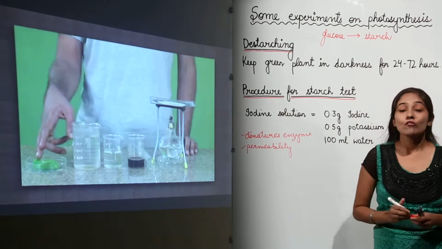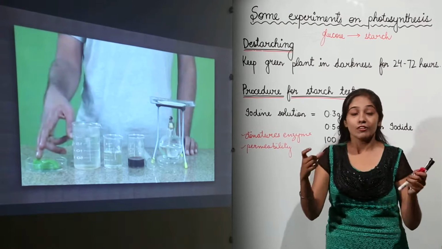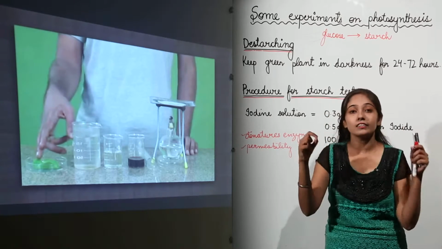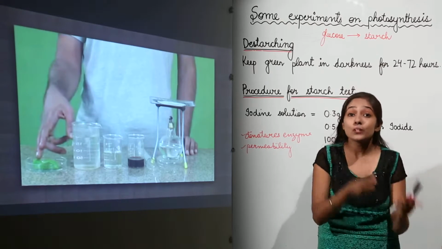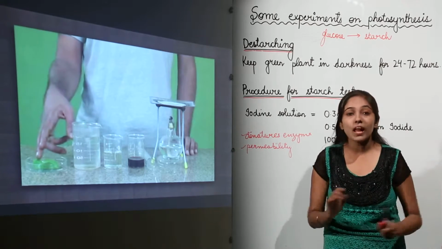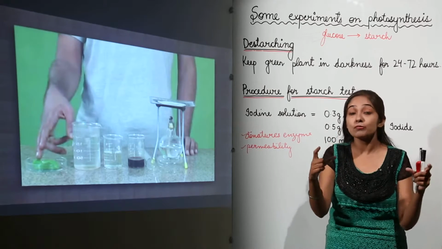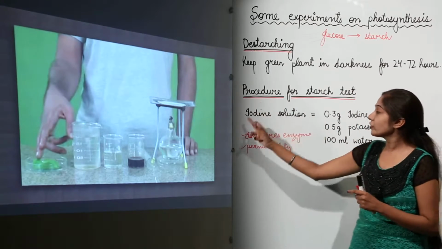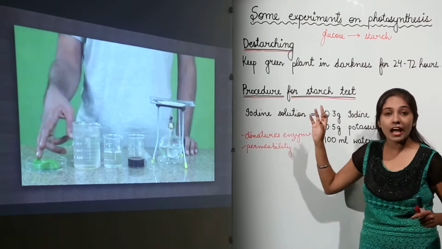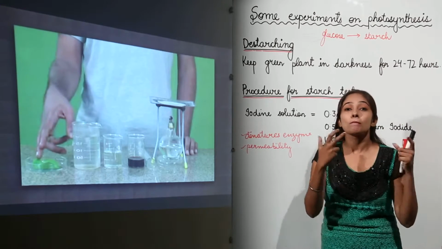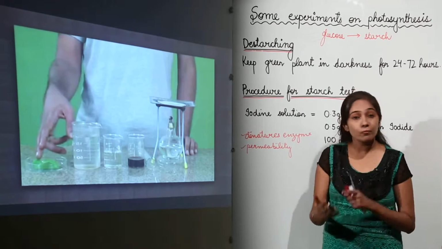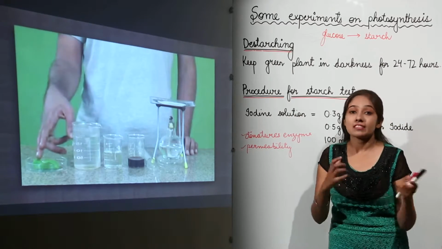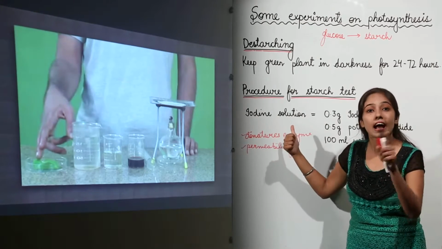Now when you put this iodine solution on the leaf, if it turns into a blue-black colored component, you will see a blue-black color, then this confirms that starch is present. If the leaf parts do not turn blue-black, it means starch is absent. So what happens? This iodine solution reacts with the starch present in the leaf and it forms a complex which is blue-black in color. And if starch is not present, then definitely no complex will be formed and the iodine solution's color will remain as it is.